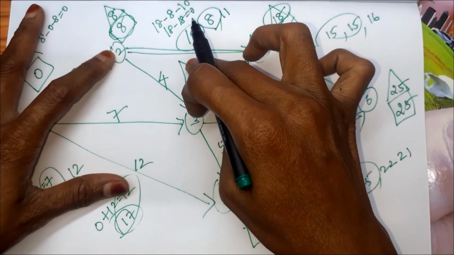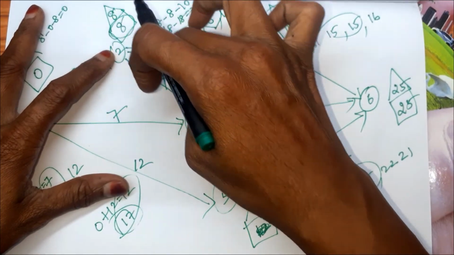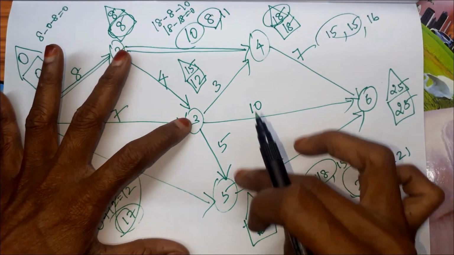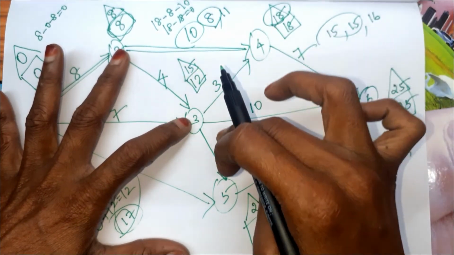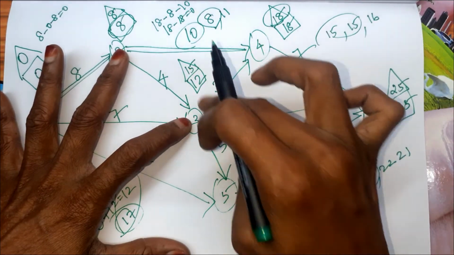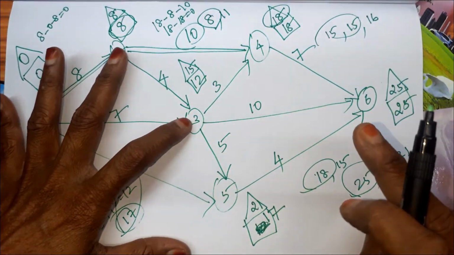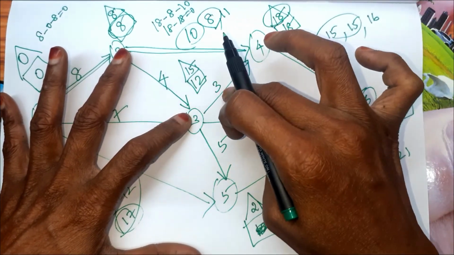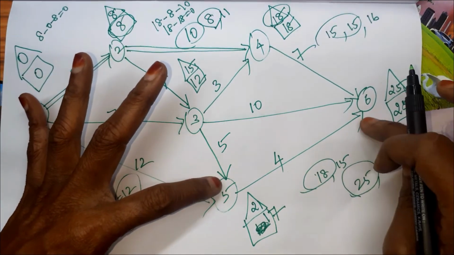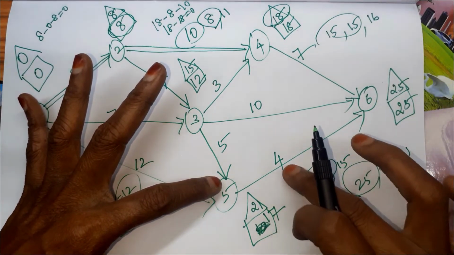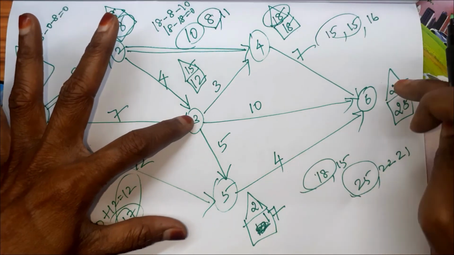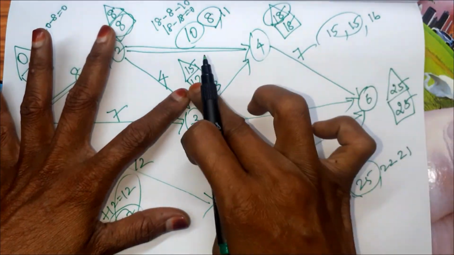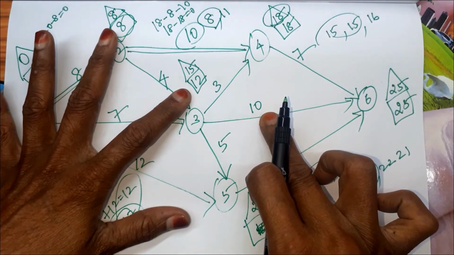2, 3: 15 minus 8 minus 4. 8 plus 4 is 12. So 15 minus 12 is 3. So it is not 0. Then 21 minus 12 minus 5: 12 plus 5 is 17. 21 minus 17, it is not 0. If we take these two, 18 minus 12 minus 3, it is not 0. And these two, 25 minus 17 minus 4, it is not 0. These two, 25 minus 12 minus 10: 12 plus 10 is 22. So 25 minus 22, it is not 0.